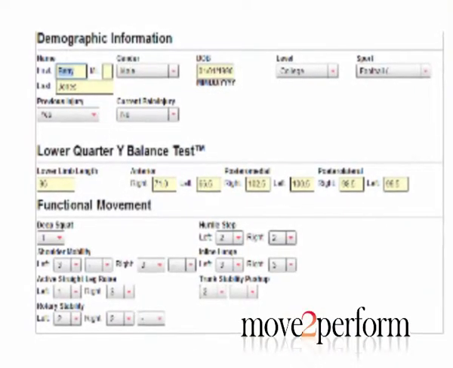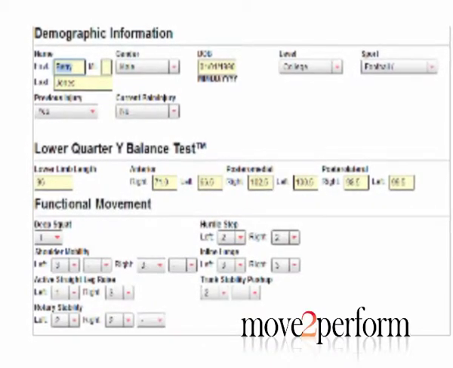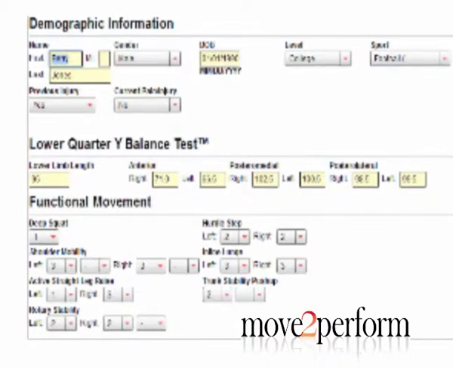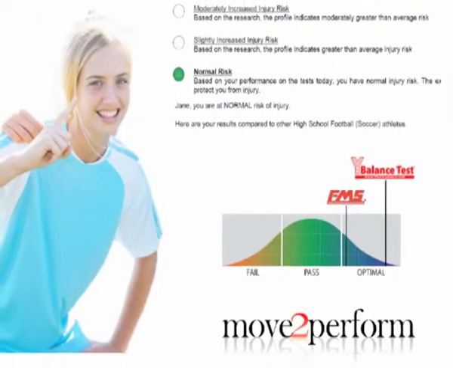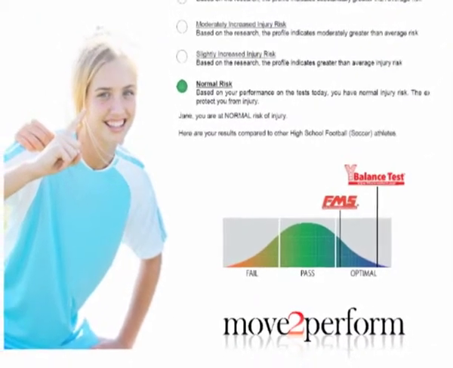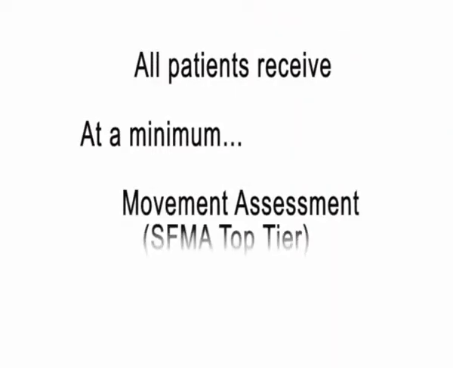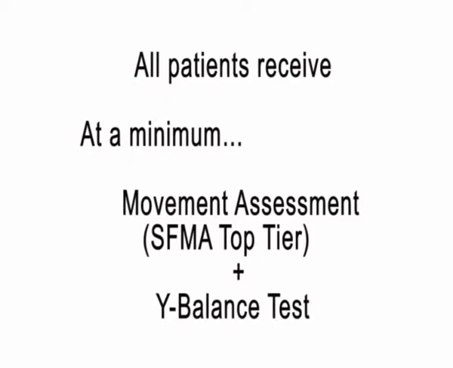With the Y-balance test, we enter it into the Move to Perform software, which gives us data related to how they do specific to their peers, gender, and age match, which gives them an individual result, which patients love, and depending on how they do, some very clear objective goals to work for from a functional perspective. So no matter what the diagnosis, at a minimum, we're going to have a movement assessment measurement and a Y-balance test measurement.